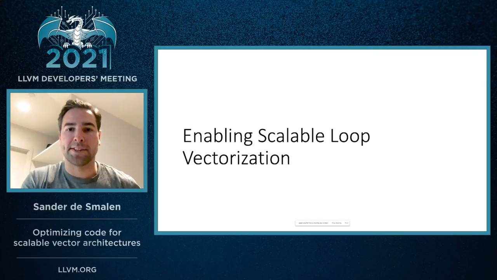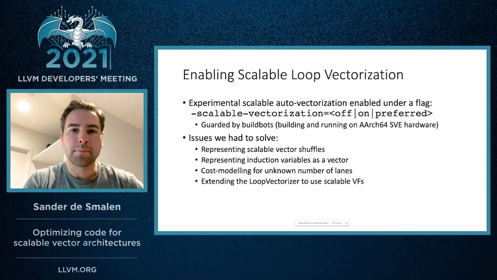So now on to what we had to do to enable scalable loop vectorization. Experimental scalable autovectorization is enabled under a flag, which is scalable-vectorization equals off, on, or preferred. This functionality is currently guarded by buildbots. Thanks to Linaro, we now have buildbots that build and run LLVM's nightly testing on AArch64 SVE hardware. There is also a Stage 2 builder that does a bootstrap build of Clang with scalable vectorization enabled.